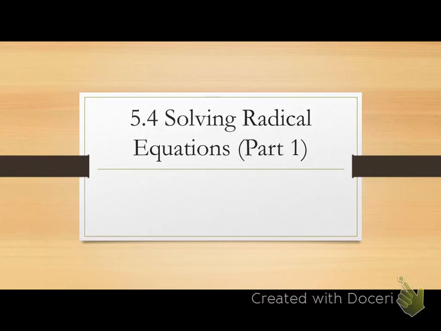Okay, we're moving on to chapter 5. We did 5.3 right before spring break. So we're moving on to 5.4. We'll do part 1 today, part 2 tomorrow.